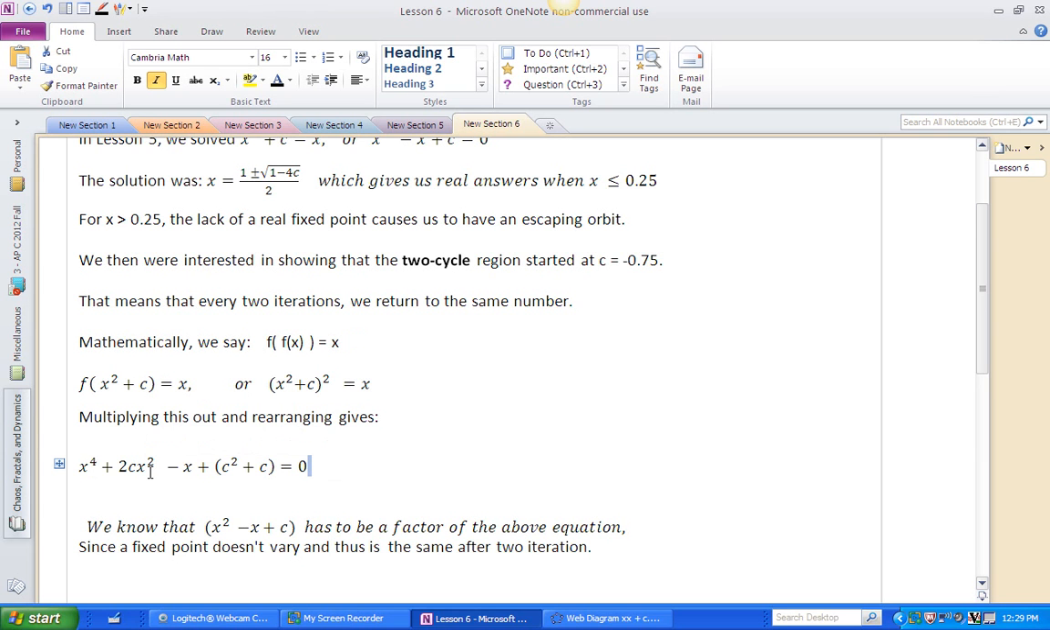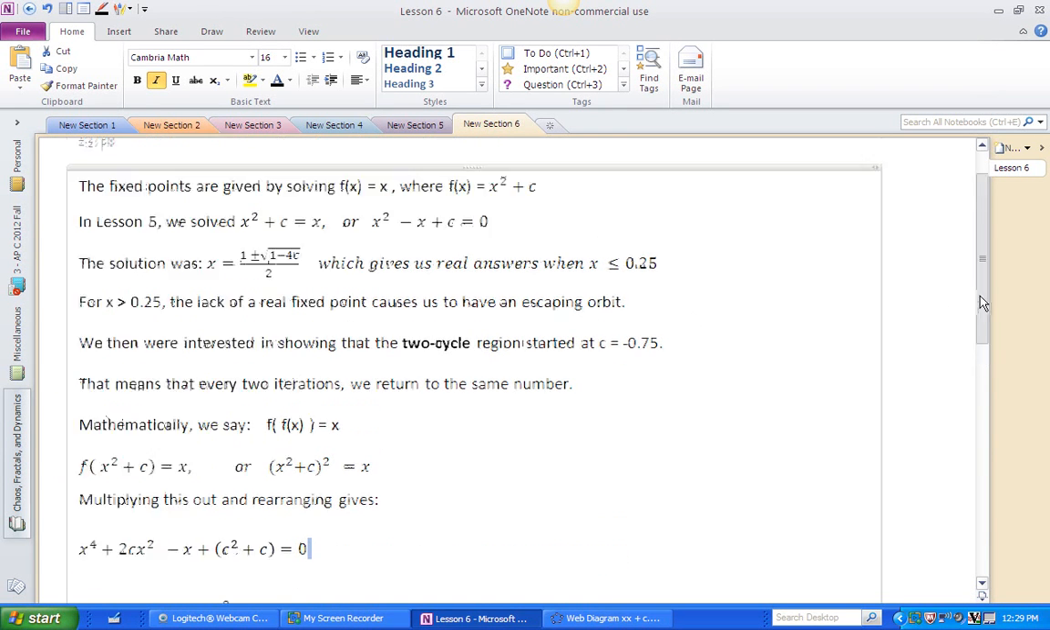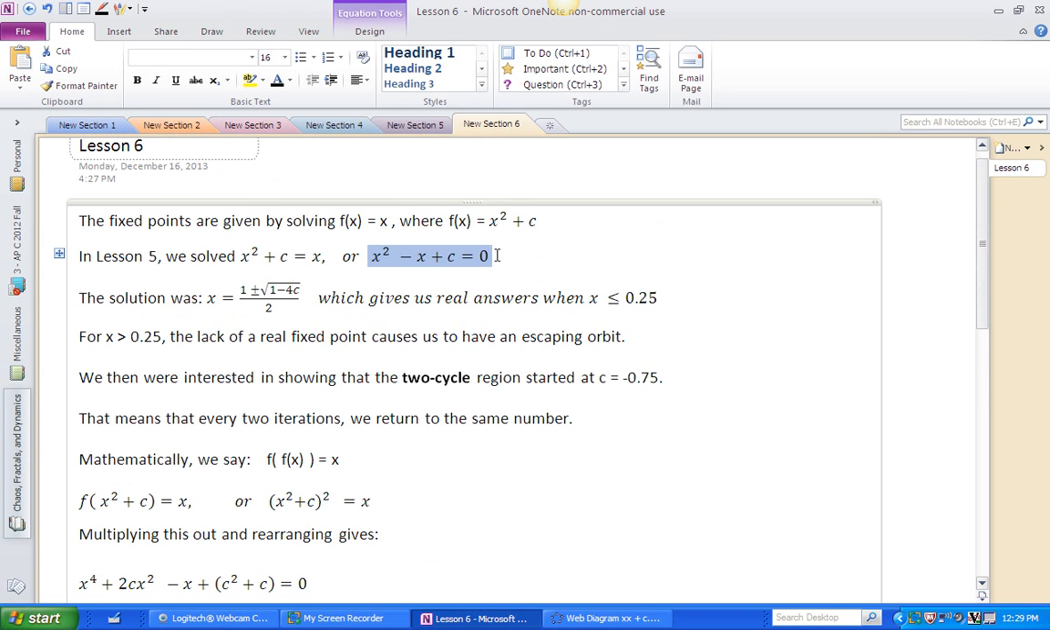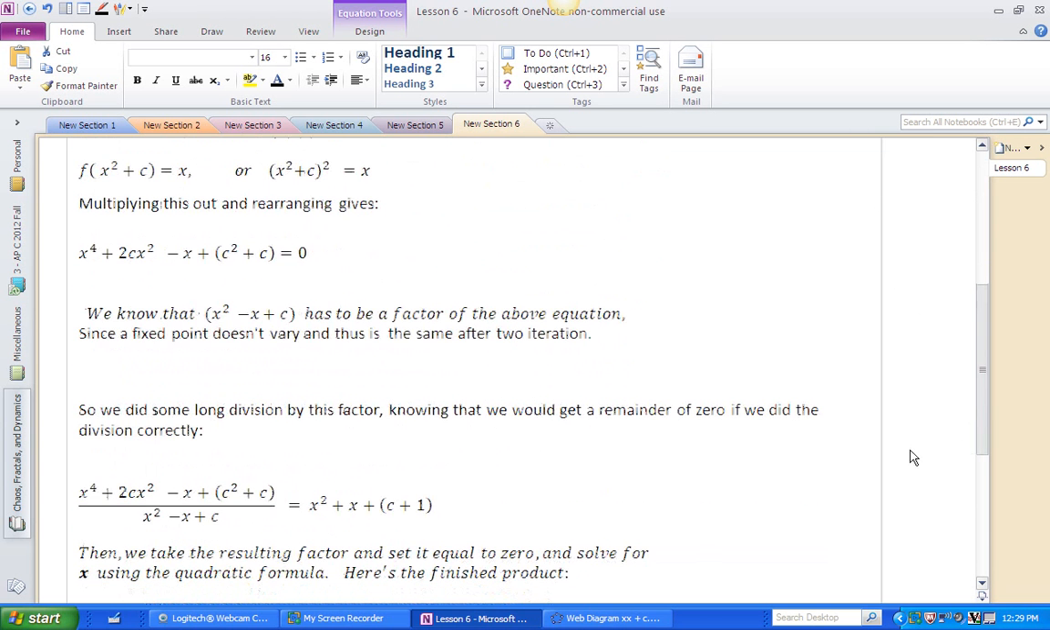That's a quartic equation, which seemed like it would be hard to solve, but we know something. If you have a 2 cycle, then the 1 cycle, the single cycle, since it doesn't change the fixed point, repeats every 2 as well. And we'd already solved that by taking the equation x squared minus x plus c equals 0 and solving it. That means x squared minus x plus c is a factor of our quartic equation, so if we divide it into our quartic equation and do it right, we'll get a remainder of 0.